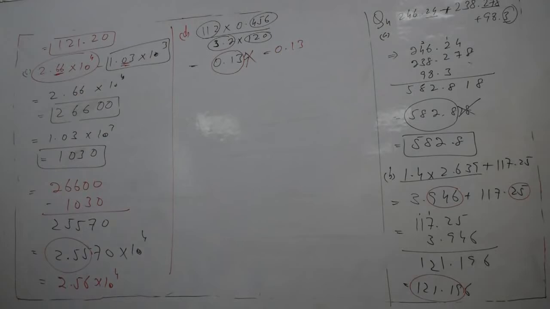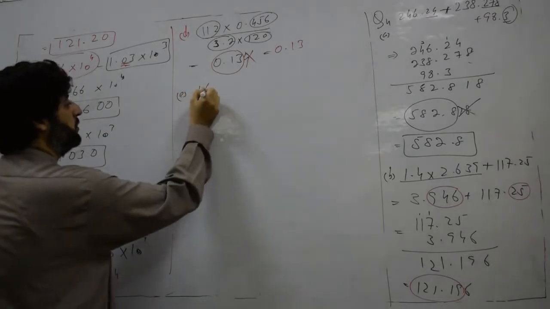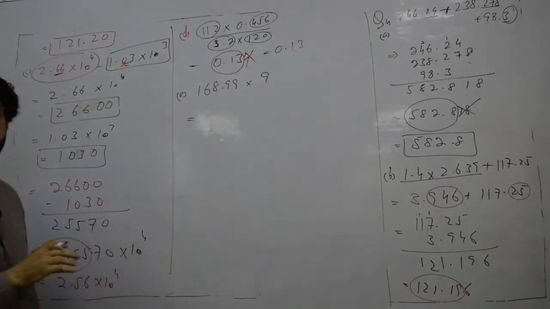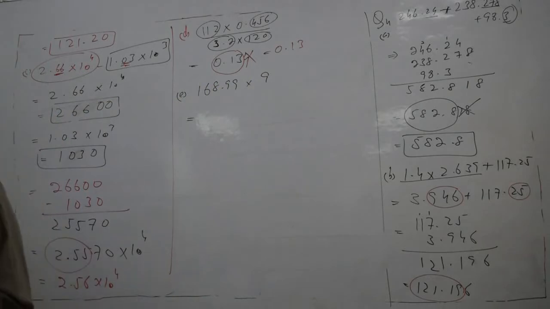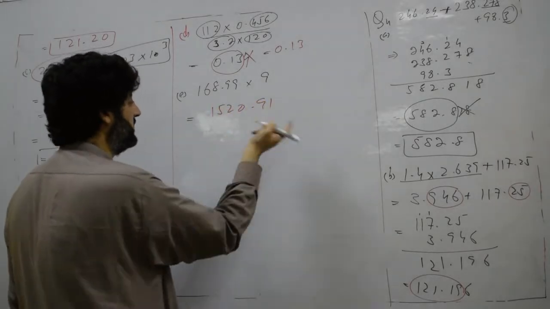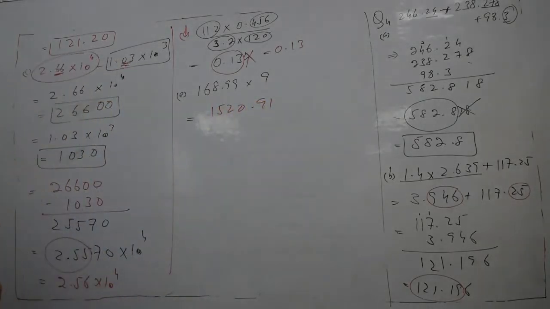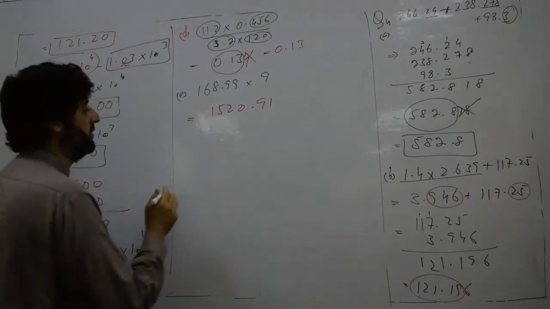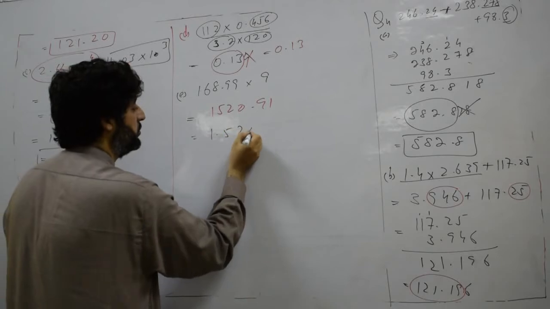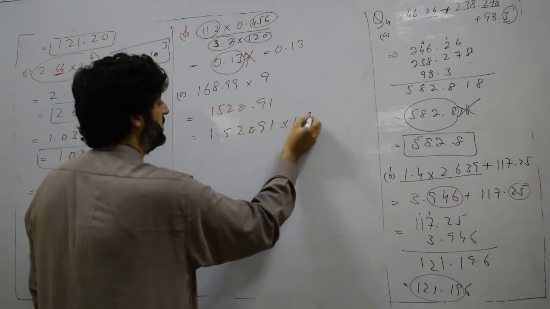Okay. Now come towards part E, that is 168.99 multiplied by 9. First calculate by calculator. We will have 1520.91. This answer is given by the calculator. So first convert this figure into scientific notation. It will be 1.52091 into 10 power 3.